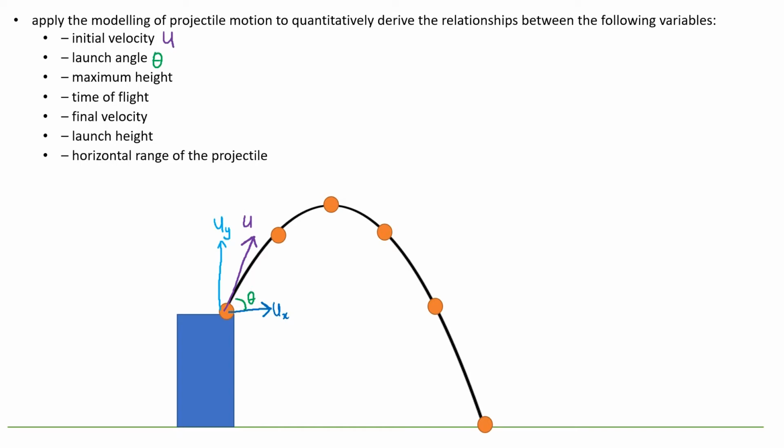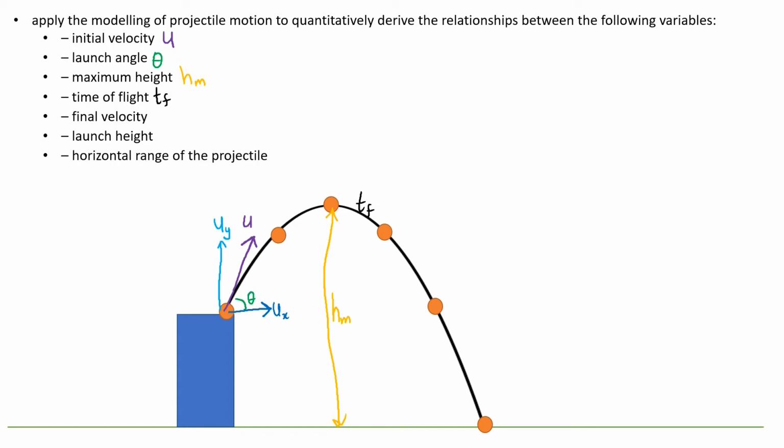Maximum height, what's the maximum height? Well, that's just going to be the height between the point at which the projectile reaches its maximum height with respect to the ground. So if we just go from there all the way down, that's going to be our maximum height. So let's just call this HM. So H for height and M for the maximum. Time of flight, how long does it take for that projectile to go from the beginning all the way to the end? We're going to call that TF. So that's going to be our time of flight.